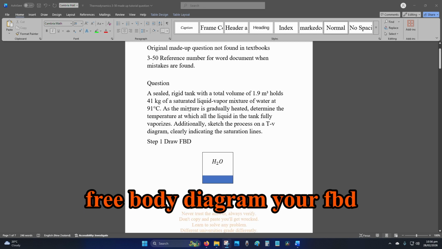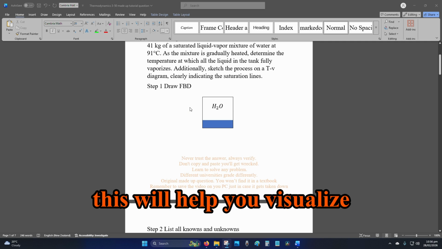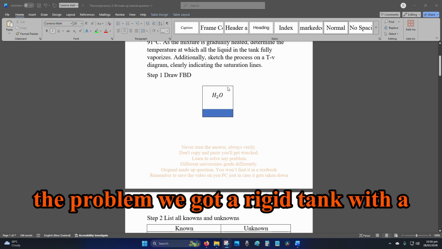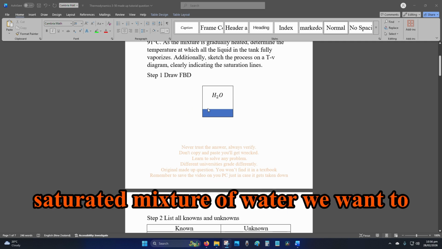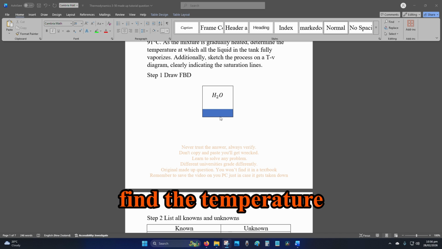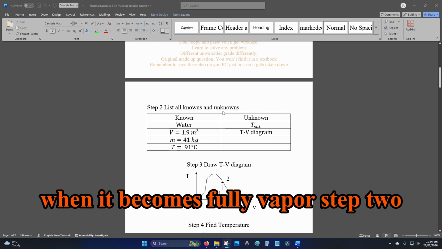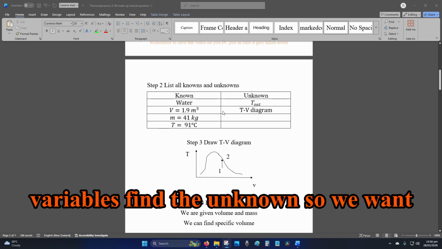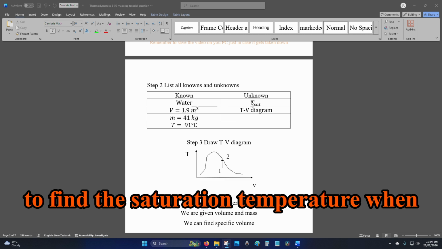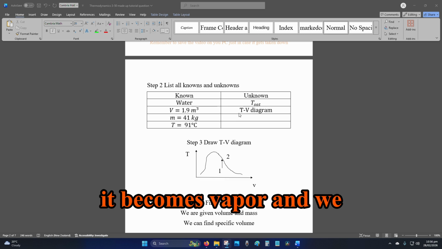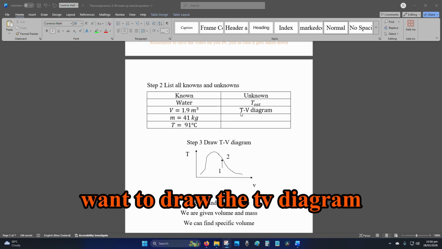Step 1, draw your free body diagram, your FBD. This will help you visualize the problem. We got a rigid tank with a saturated mixture of water. We want to find the temperature when it becomes fully vapor. Step 2, list all the given variables, find the unknown. So we want to find the saturation temperature when it becomes vapor. And we want to draw the TV diagram.